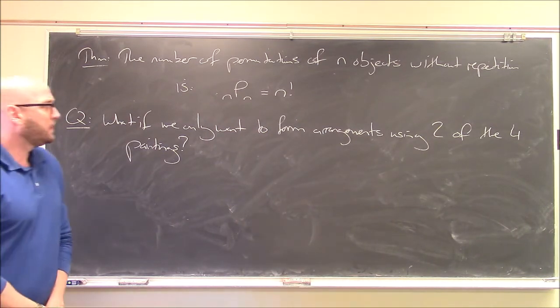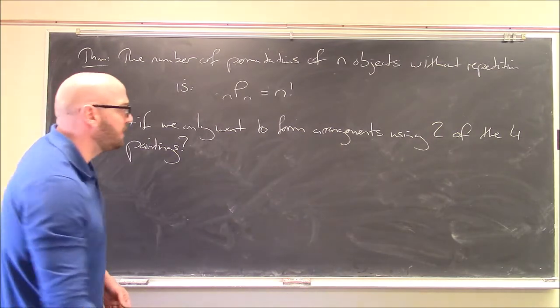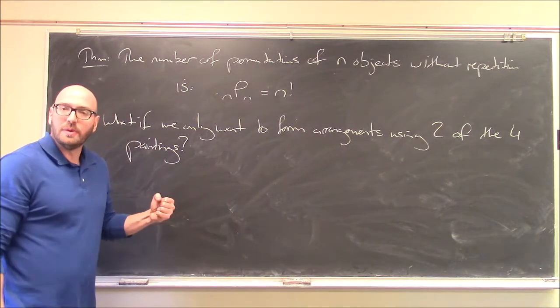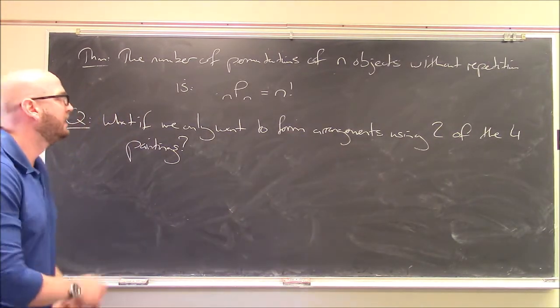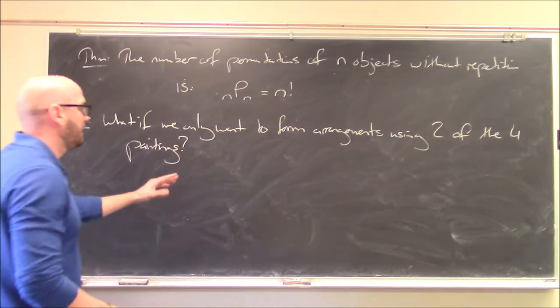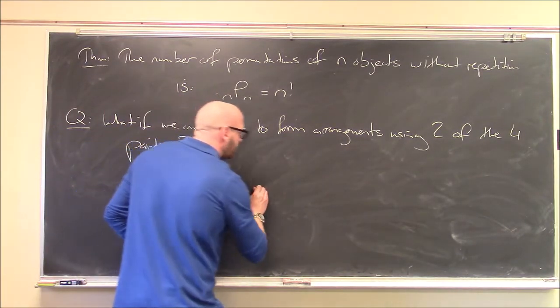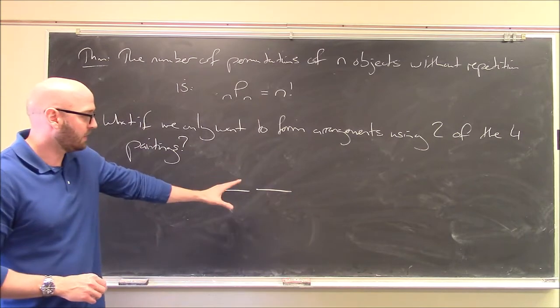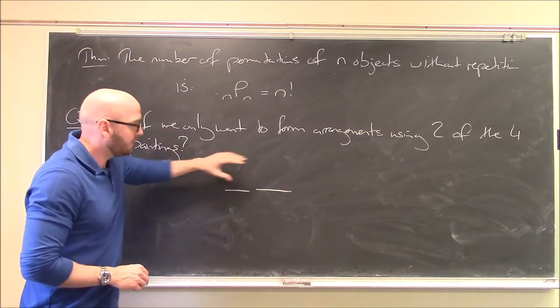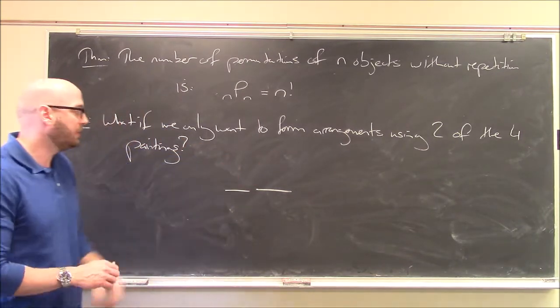All right, so now I'm not forming permutations of all four. I'm just taking two of the paintings. So I really only have two choices now, right? I've got two painting slots, and the question is how many different arrangements can I form now just using two of them at a time?